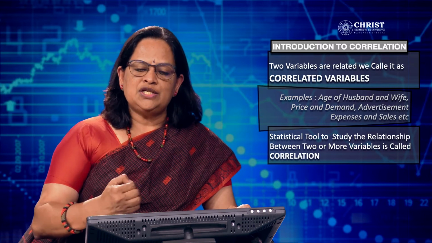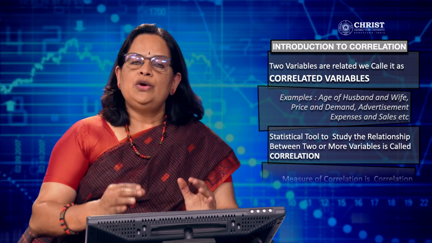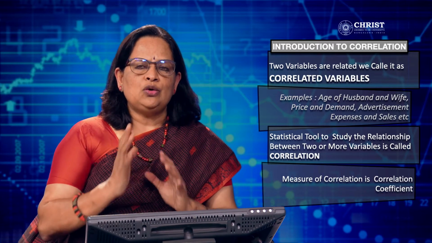The statistical tool used to study the relationship between two or more variables is called correlation. The measure of correlation is called the correlation coefficient. The correlation coefficient will tell us in one figure the direction and degree of correlation. What do you mean by that? The correlation value will always be either plus or minus. Plus means positive correlation and minus means negative correlation.